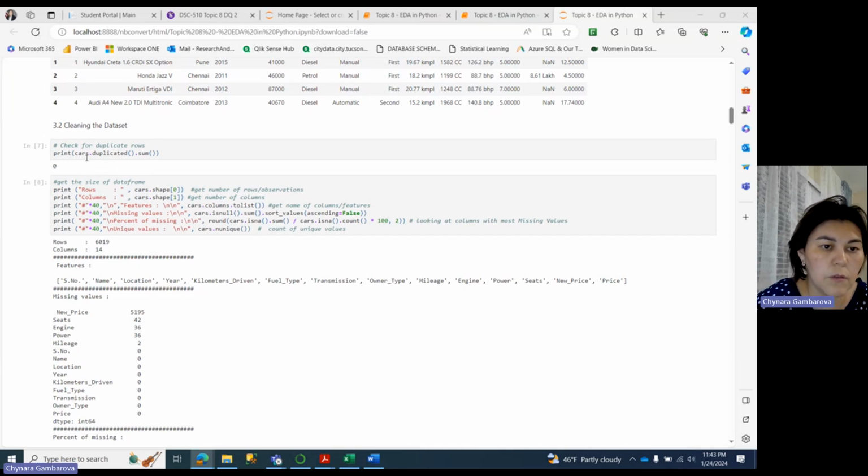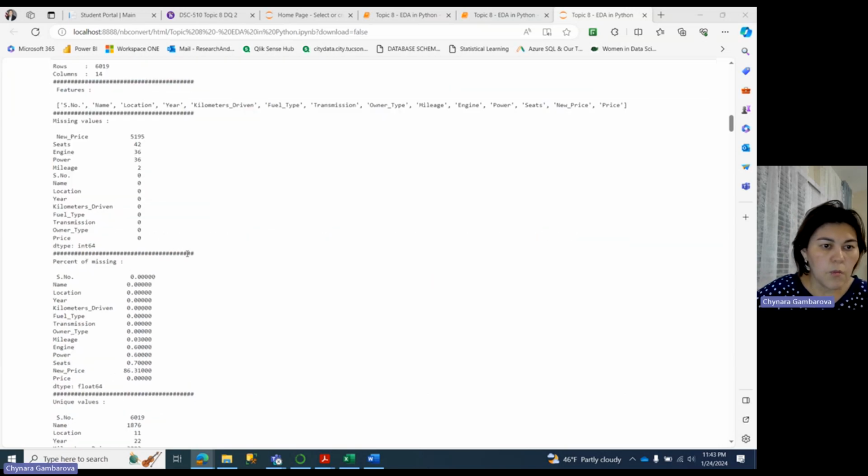First we are looking for duplicated rows, and we can see that there are no duplicates. And then we are looking at missing values. As you can see, the column new price has 5,000 missing values out of 6,000. And engine has 36, seats 42, and most of the fields don't have any nulls, which is really good.